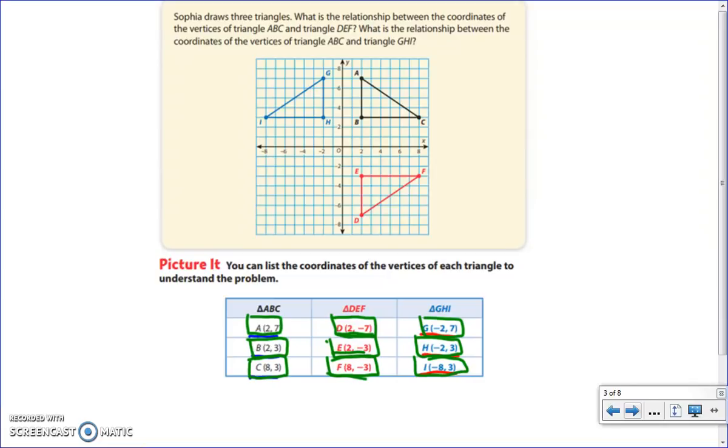And so when we look at that, we may not have been able to compare very well before we wrote the coordinates down, but now that I see that the coordinates are all different opposite numbers, that's going to help us describe what's happening with the two triangles when we compare them and the relationships between the triangles.